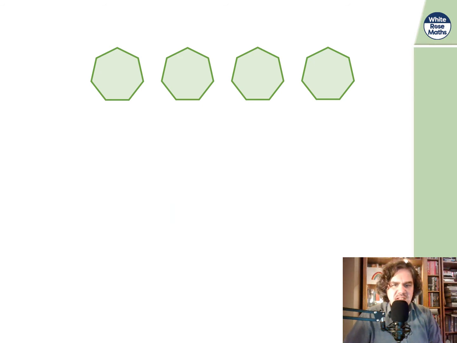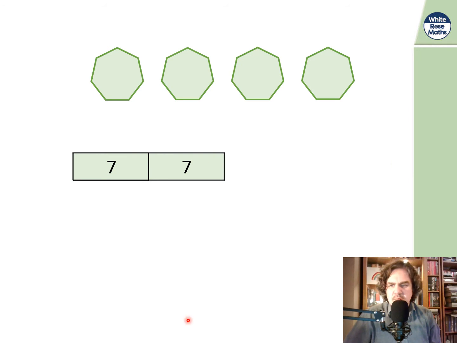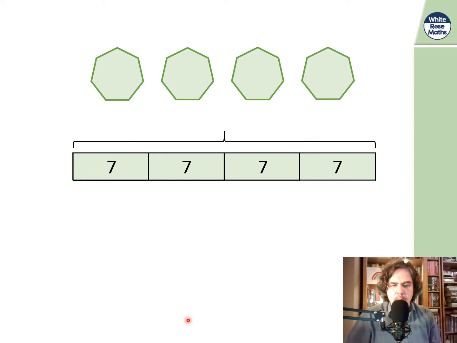So here we have the same 4 heptagons, and we can also show this as a bar model. So here's the sides from this heptagon. Here are the sides from the second heptagon, the third heptagon, and the fourth heptagon. Now here are our brackets. What are we going to put here? That's right, we're going to put the whole. We're going to see how many lots of 7 we have in total.